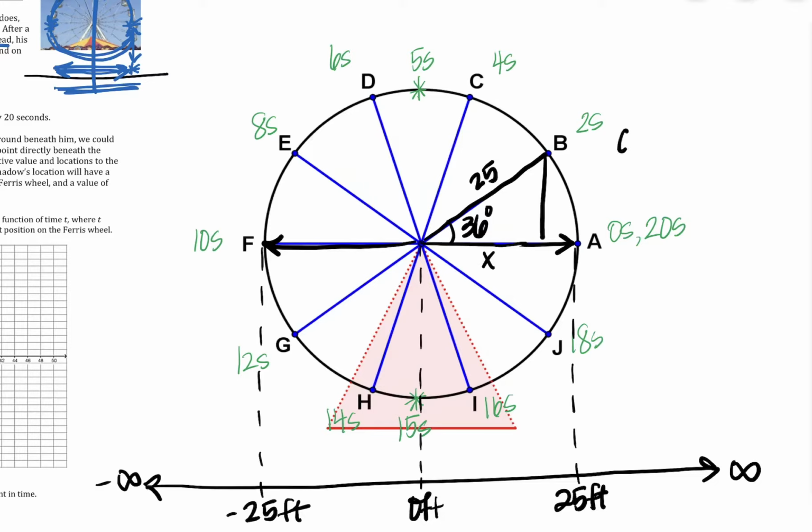So we can now say the cosine of 36 equals x, our adjacent side, over 25, our hypotenuse. Multiply 25 to both sides, and now x is 25 cosine 36. So that would be our distance from the center of the wheel. 25 times the cosine, I'm going to plug that into a calculator now, of 36.